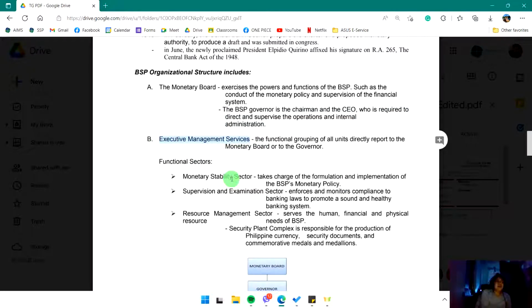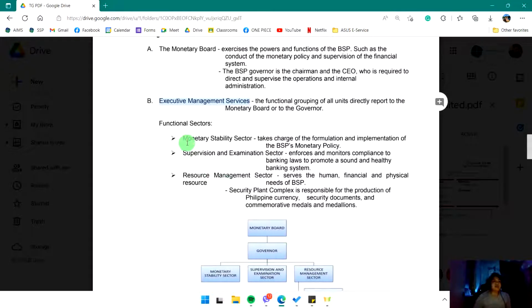Basically, yung pinagkaiba lang po nitong dalawa, no? The Monetary Board and the EMS, or the Executive Management Services. The Monetary Board is focused on decision making, deciding on what kind of monetary policy and what kind of regulation we should implement, and supervisory. While si Executive Management Services naman, siya po yung gumagawa ng actual na trabaho, the actual operation itself. And we have here different sectors under the EMS.